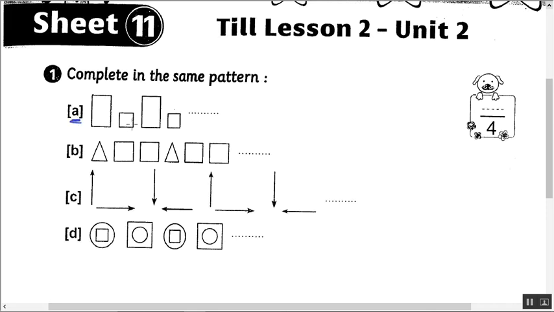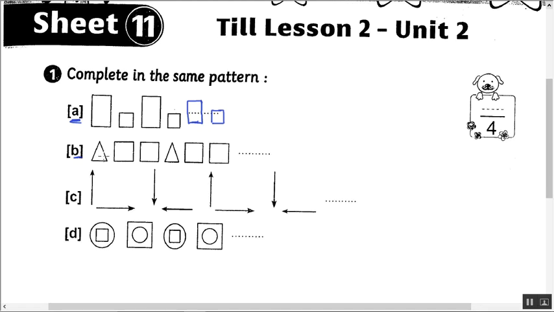Here we have rectangle and here we have square. Here also we have rectangle, here square. So the next pattern here it will be rectangle and here we have square.